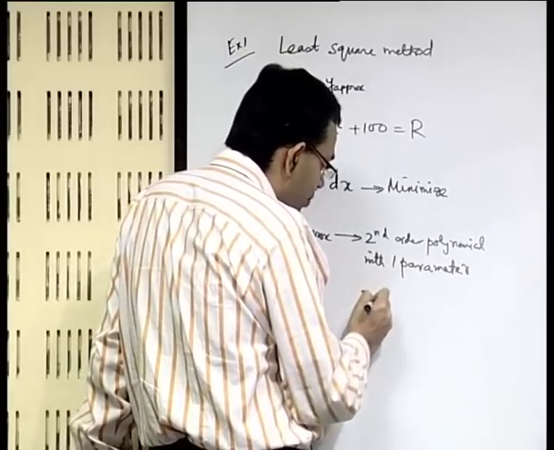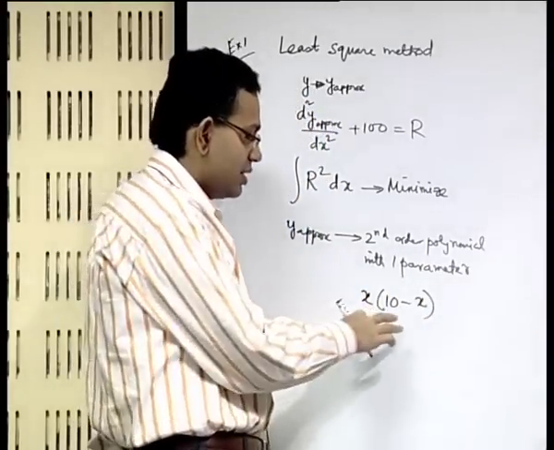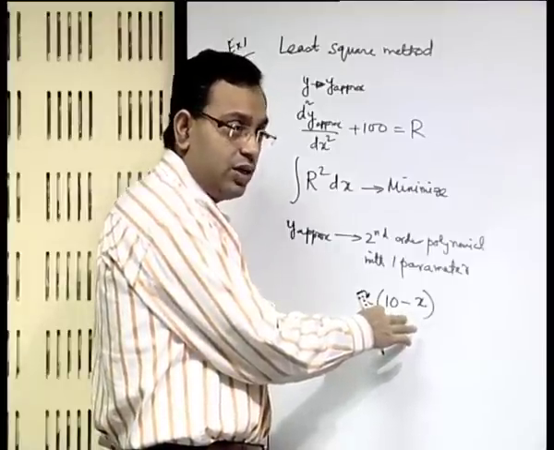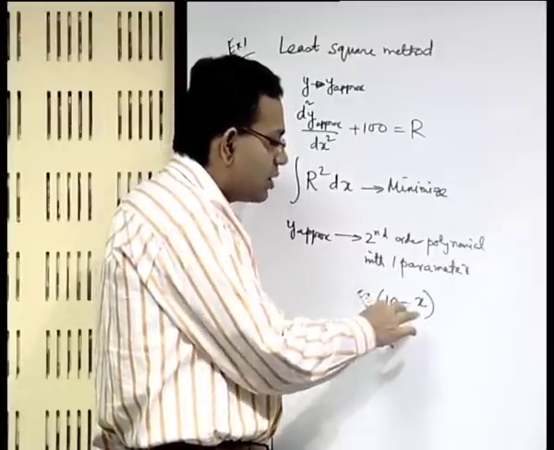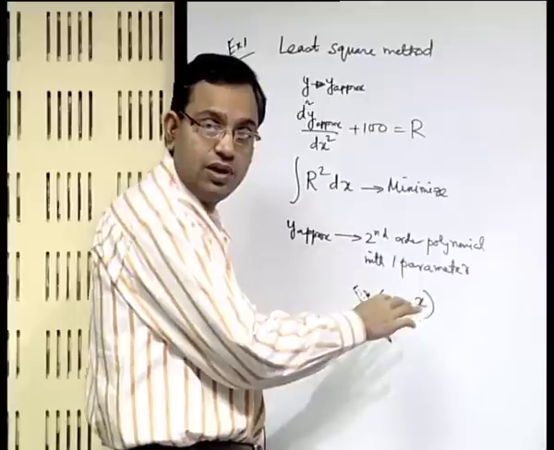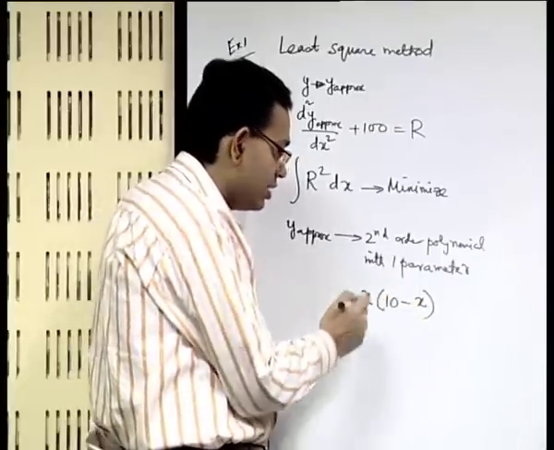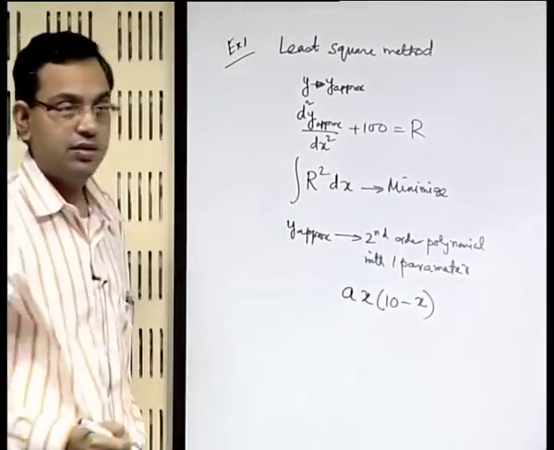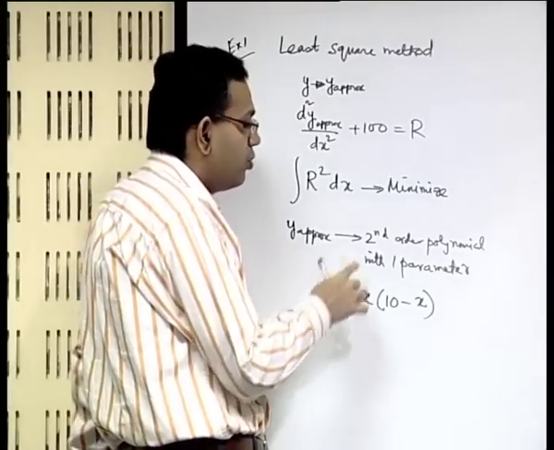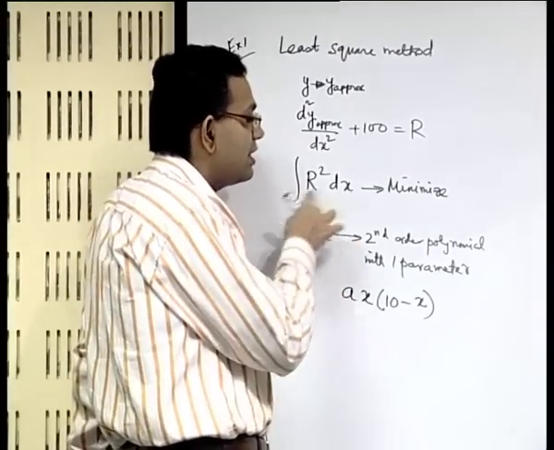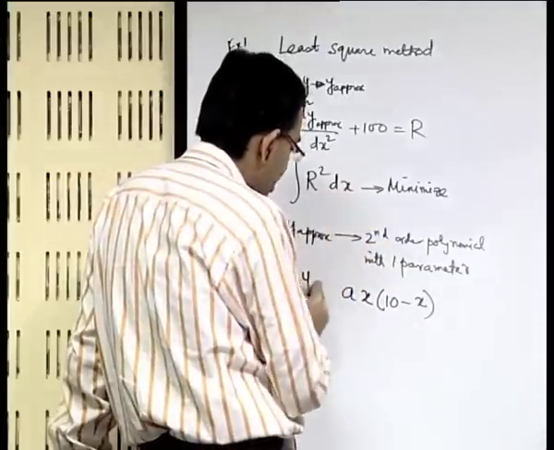So, a general form of the polynomial can be x into 10 minus x, because this is a second order one, you have constructed it by deliberately choosing the product of two first order functions, so that it is a second order function. Now, it satisfies the essential boundary condition, and you consider a parameter a, which is a single parameter, which is a multiplying parameter. You want to find out this a such that this is minimized. So, this is your y approximate.